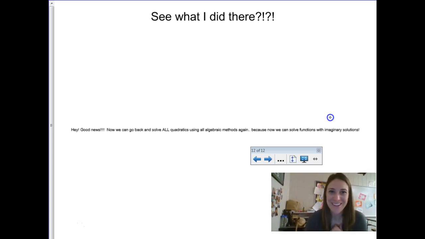That's clever. All right, so really small print says, good news. Now we get to go back and do all of our quadratic solving methods except for factoring and graphing with imaginary solutions. Yay!